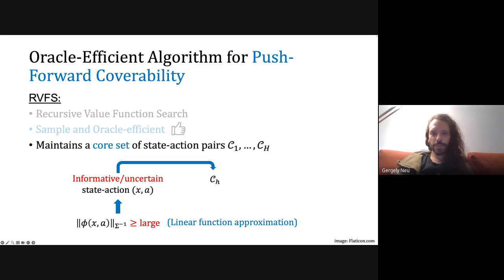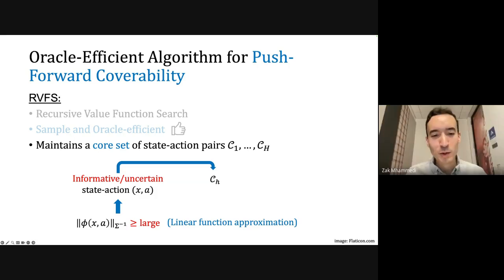Jean Lee was asking, are there any settings for which push forward is important for sample complexity if I don't care about computational complexity? Like a setting where we don't know if coverability is sufficient, but with push forward we have a statistically efficient algorithm. And he says that BVFT is an example.